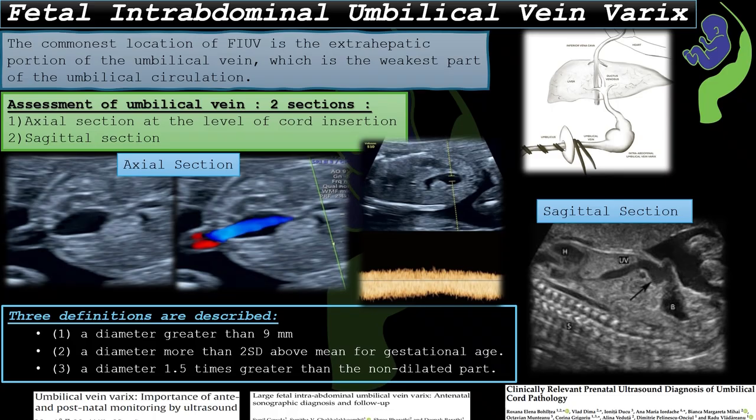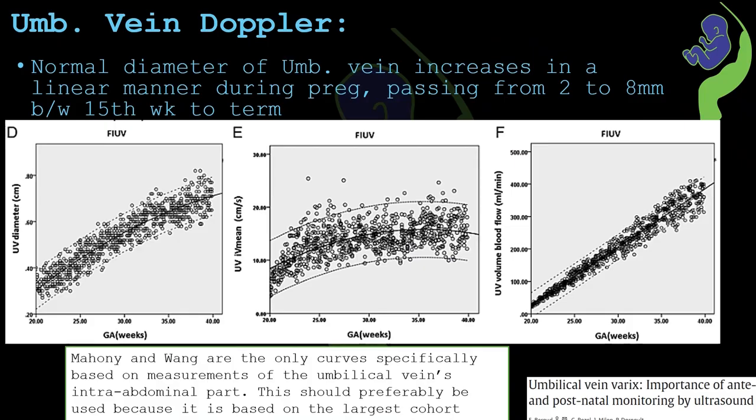Normally, the umbilical vein diameter increases linearly with gestation age from approximately 2 mm at 15 weeks to about 8 mm towards the term. The study by Mahoney and Wang has provided us the reference curves based on the measurement of the intra-abdominal portion of the umbilical vein. Also, these reference curves are derived from a large cohort. The reference curves by Mahoney and Wang for umbilical vein diameter, velocity, and blood flow have been included here for your reference in need.